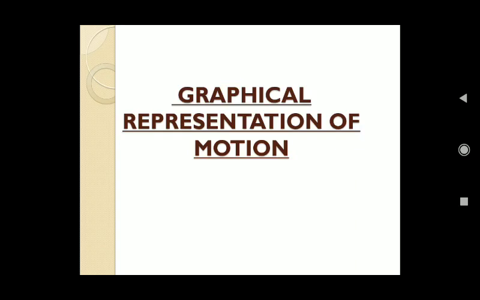Good morning, students. So far, we studied about rest, motion, distance, displacement, speed, velocity, and acceleration. These quantities can give us a clear understanding only if we can measure them properly. Let us see now what a graph is.